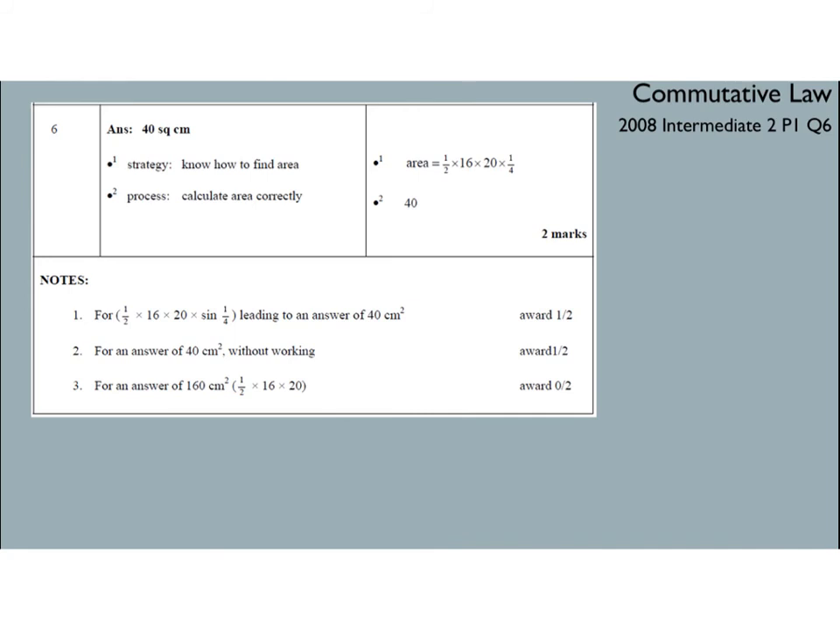Okay, and again, this is how the marks were allocated by the exam board. Know how to find the area. The first mark, bullet number 1, is just putting the half, the 16, the 20 and the quarter in the right place. And then number 2 is making sure that you get your area of 40. Again, I would just like to point out, no working out, you only get 1 out of the 2 marks. So don't try and be smart and miss things out.